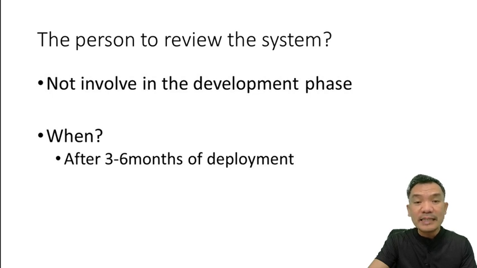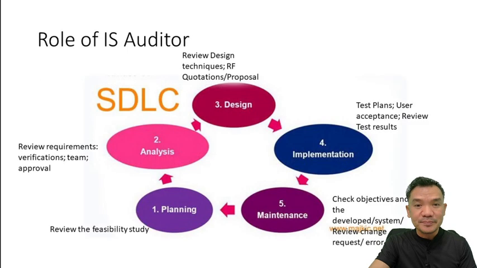Number one is those who are not involved in the development phase. That's a good strategy for reviewing the system. So we will interview those who are not involved in the development phase, and the appropriate post-implementation evaluation or assessment is after 3 to 6 months of deployment. Evaluation immediately after implementing the development of the system we consider as user acceptance testing rather than the actual post-implementation assessment of the system.